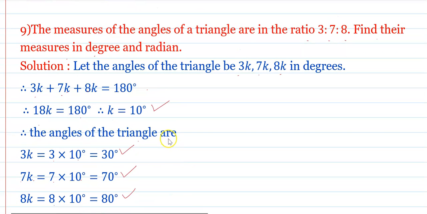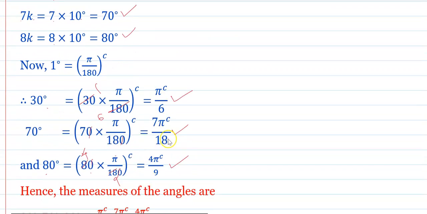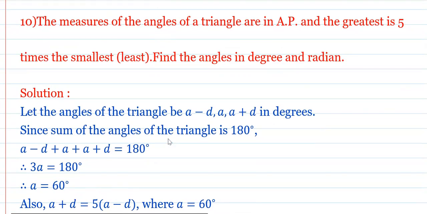त्याच टाइपचे क्वेश्चन्स आहेत, इझी क्वेश्चन्स आहेत ते. Next, question number 10. The measures of angles of a triangle are in AP. The greatest angle is 5 times the smallest. Find the angles in degree and the radian.